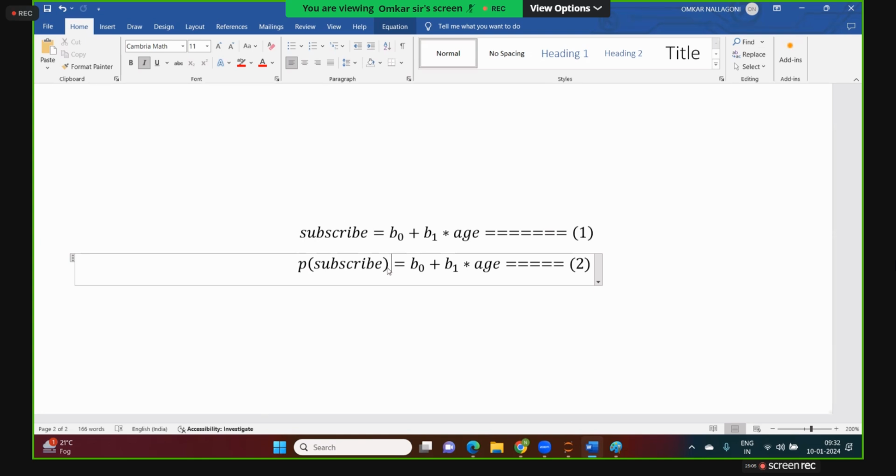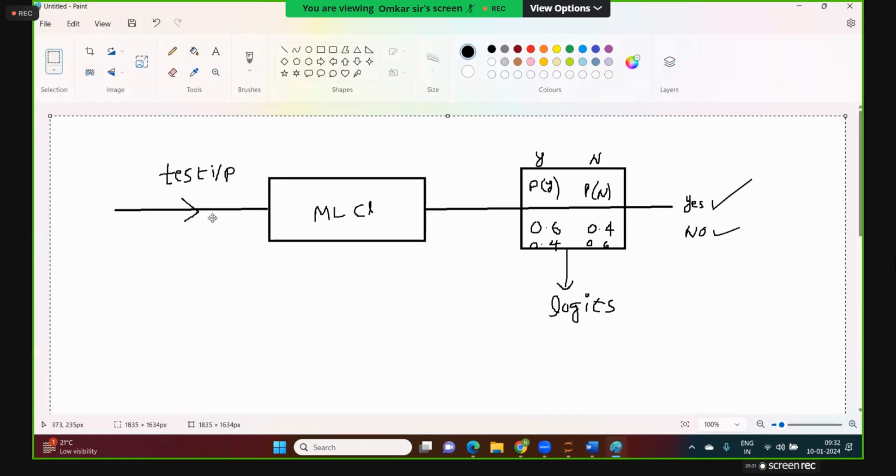What is the range of LHS? What is the range of RHS? LHS is 0 to 1. RHS can be any value, right? So it is never restricted to 0 to 1. That is the problem here. It is a linear equation, which means your line is like this.